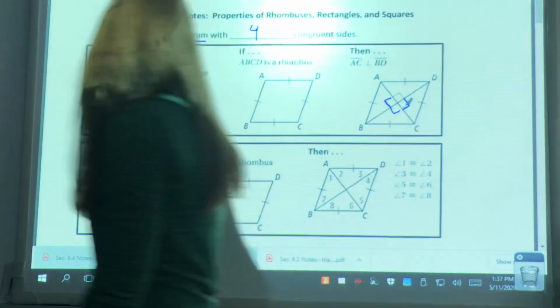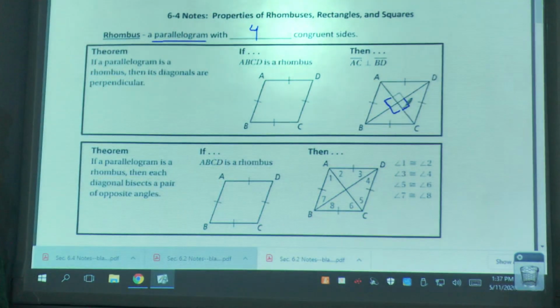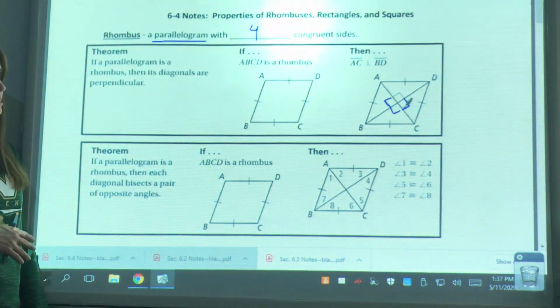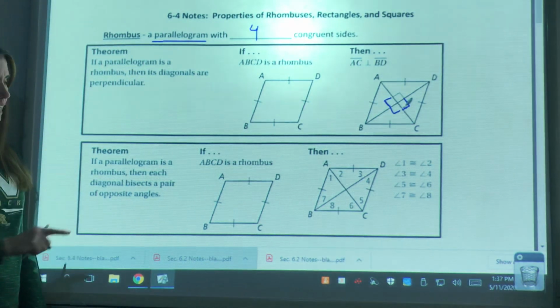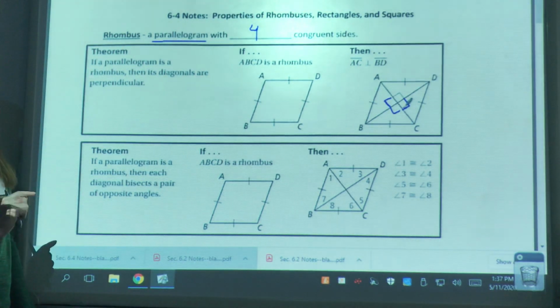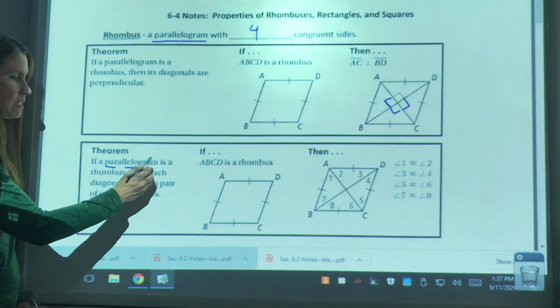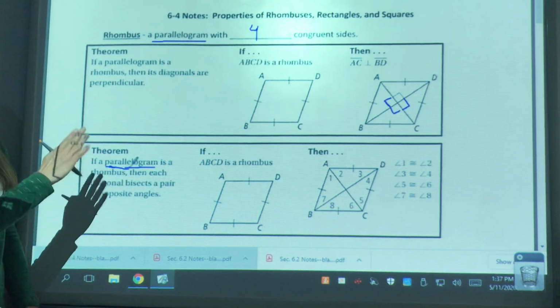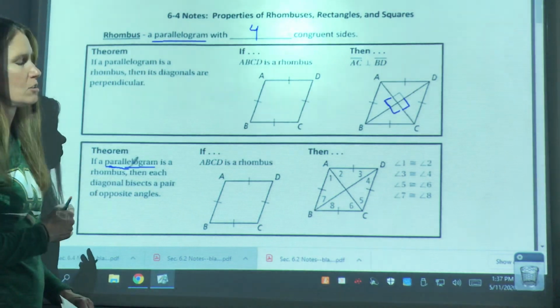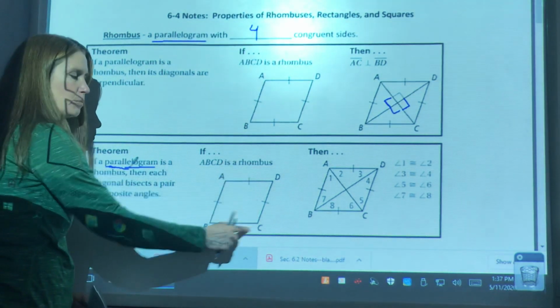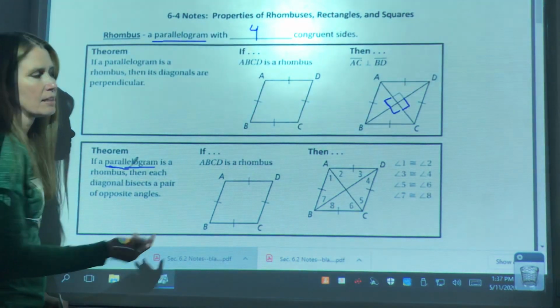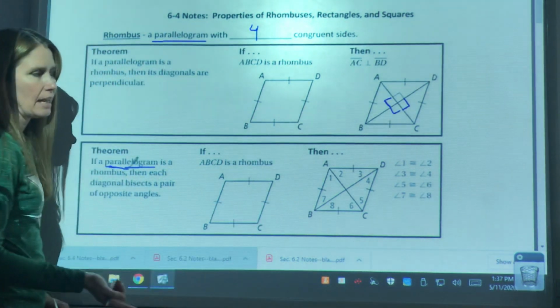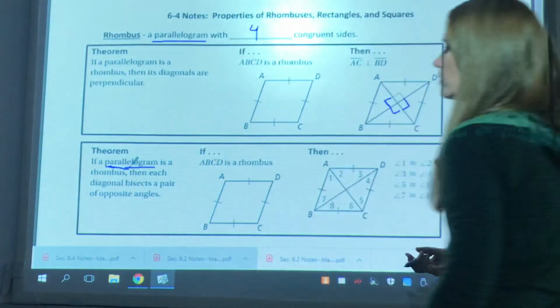Another thing it's saying here is that if a parallelogram is a rhombus, then its diagonals bisect a pair of opposite angles. We talked about bisect again in section 6.2. We said it means cuts in half. So again, the diagonals are cutting the angles in half. So again, I already know it's a parallelogram. It's telling me that. Okay, I know opposite sides are parallel and all the properties from section 6.2 apply. And if it's a rhombus, meaning all 4 sides are congruent, another thing I know about it is that the diagonals bisect the opposite angles, meaning cut them in half.